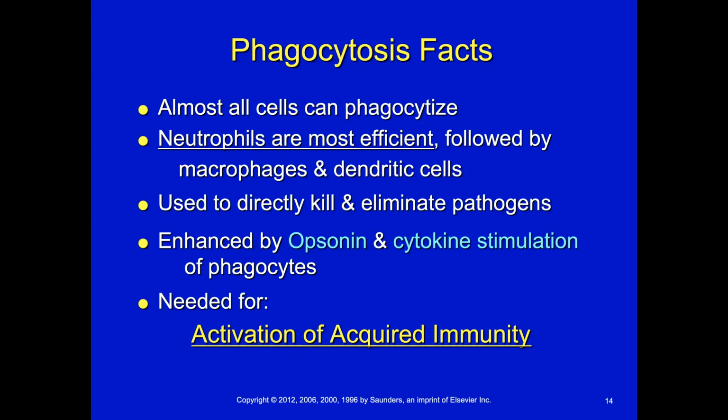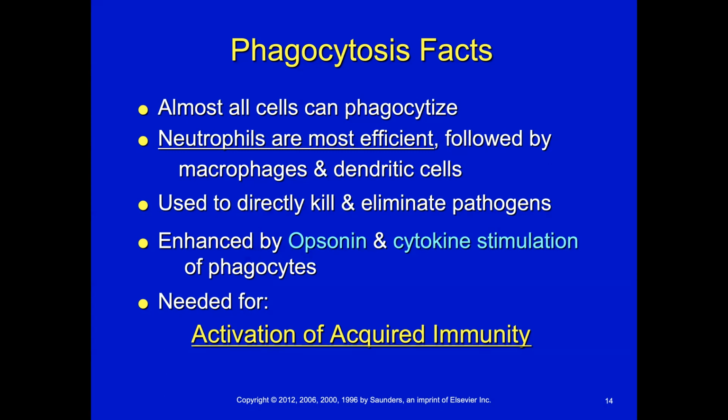And it is a process that is enhanced by opsonins. Remember, we talked about that with complement, that some of those complement proteins can actually coat the pathogens and so make them very recognizable by the phagocytes, much more so than otherwise, and aid certainly in the phagocytic process.